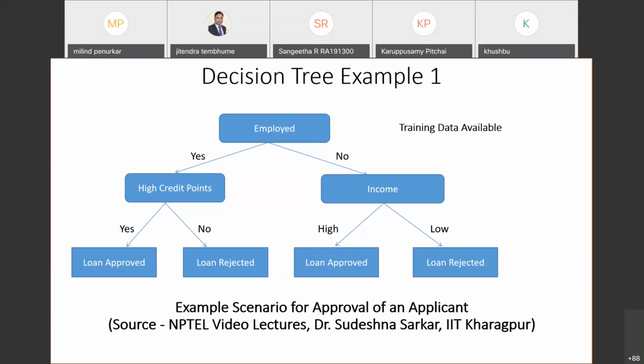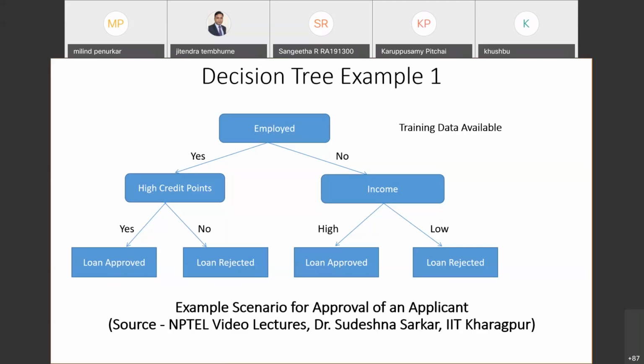On the other side, if the applicant is not employed, then we will go and check the income. If the income is high, then I say the loan is approved. And if income is low, then I would say the loan is rejected. So this is a general example. We will see how we would go about testing the data.